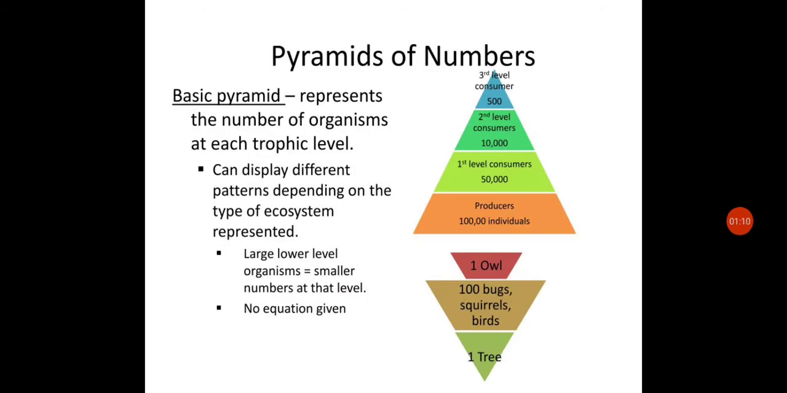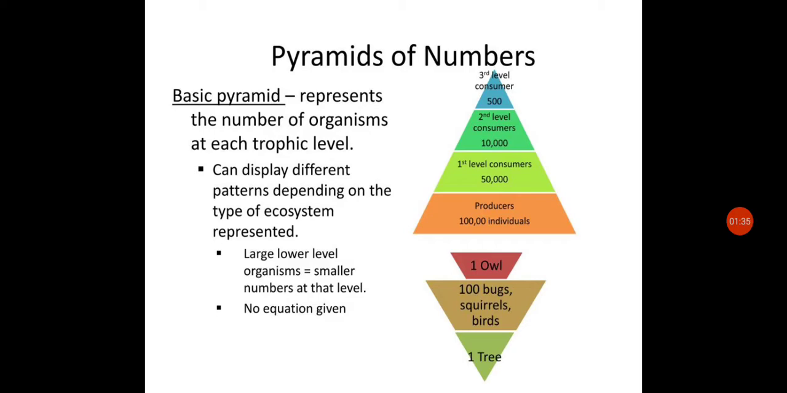Pyramids of numbers. The basic pyramid is the pyramid of numbers. It represents the number of organisms at each trophic level. It can display different patterns depending on the type of ecosystem. It is the graphic representation of the number of individuals per unit area at various trophic levels.